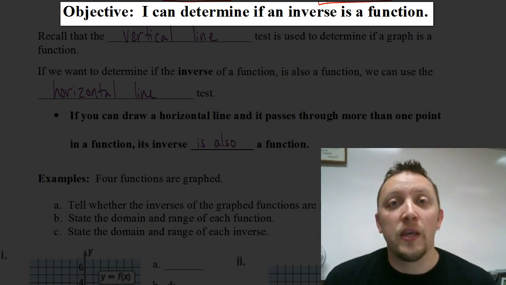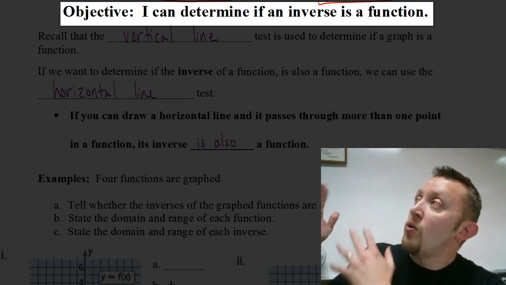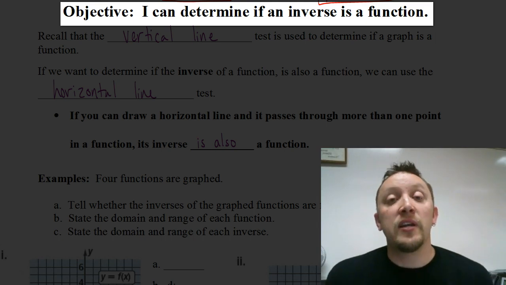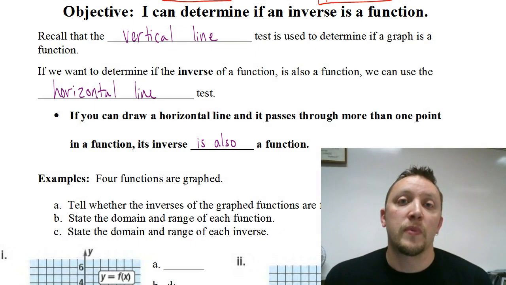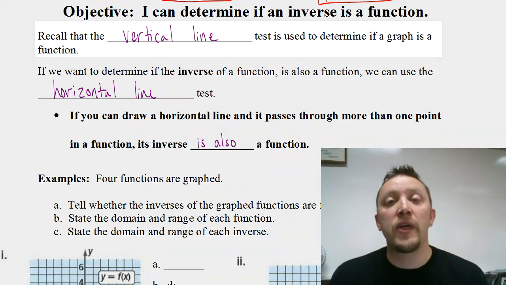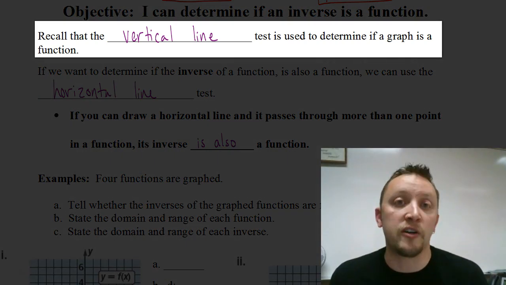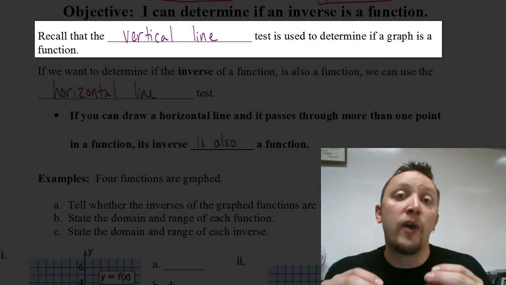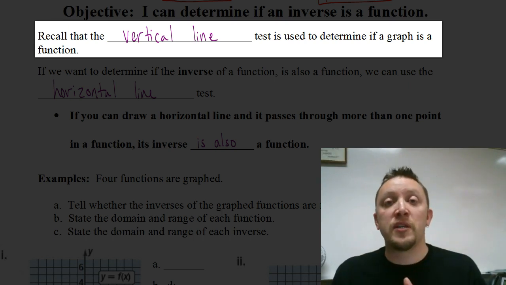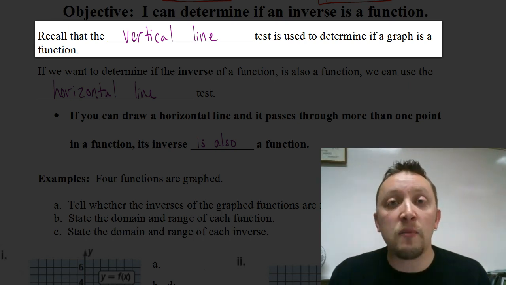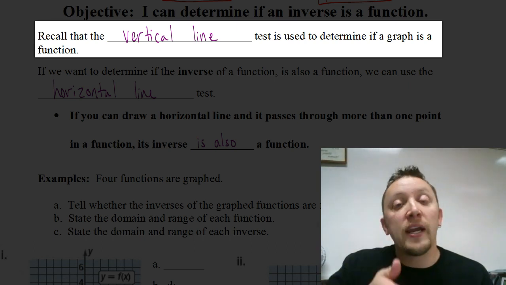Well, welcome. In this video, we're going to be looking at how to determine if an inverse is a function. Now let's start with just functions. Remember that earlier on this year we talked about functions and we talked about how to look at a graph to determine if that graph represents a function. And we did that by using the vertical line test.